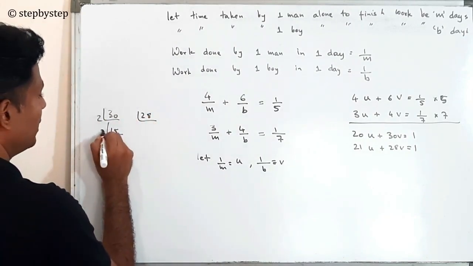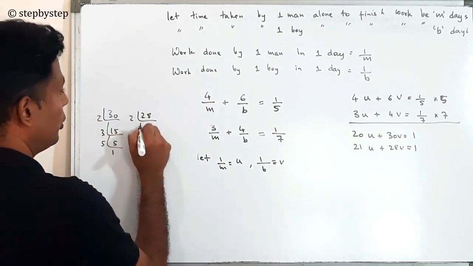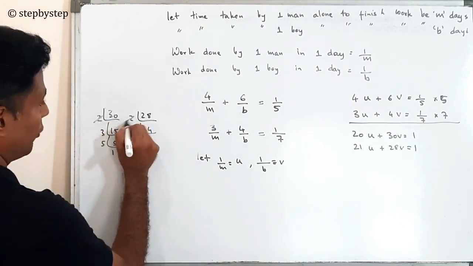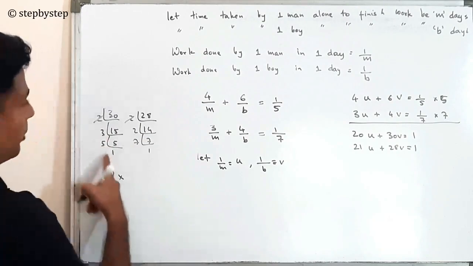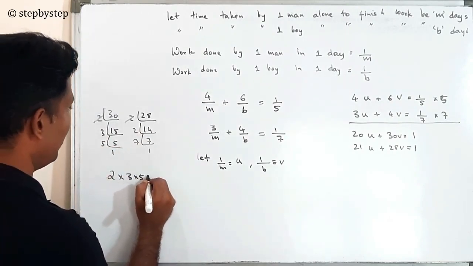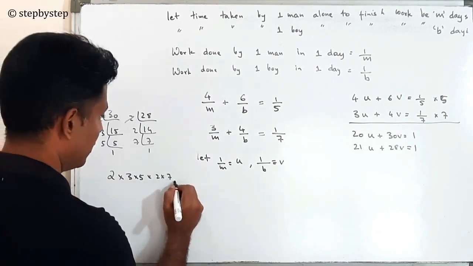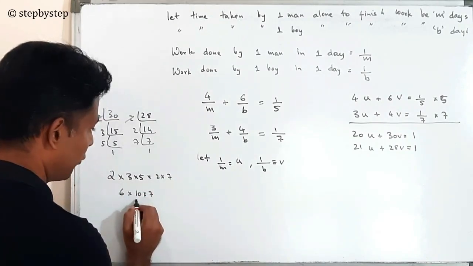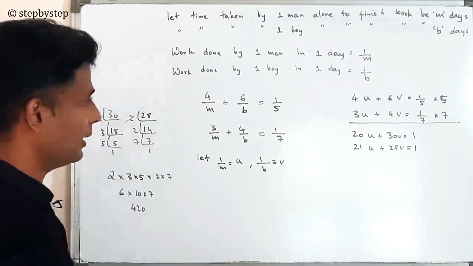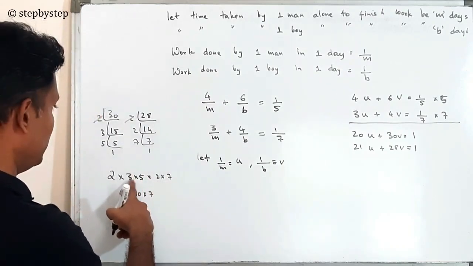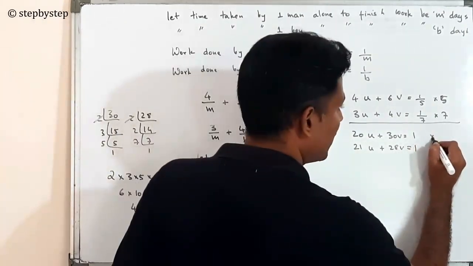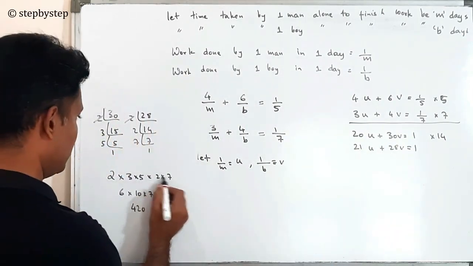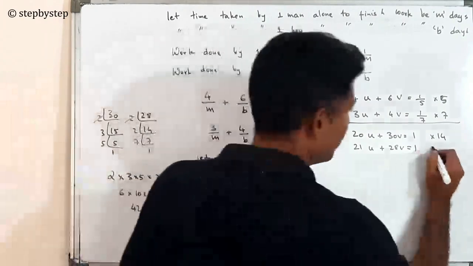So 2, 15, 3, 5, 5, 1, 2, 14, 2, 7, 7, 1. Now what is common? One pair of 2's is common, so I take that as 1. Then multiply with what is remaining, into 3, into 5, into 2, into 7. So 2 3s are 6, 5 2s are 10 into 7. So 6 7s are 42 into 10, 420. So now 30 would be this much. Here we have to multiply by 14 to make this 420, and to make this 420 we would have to multiply it by 15.